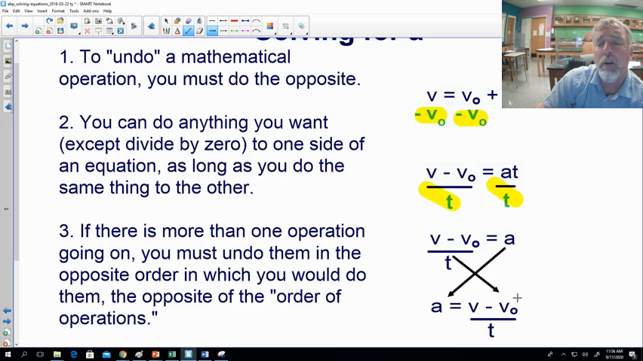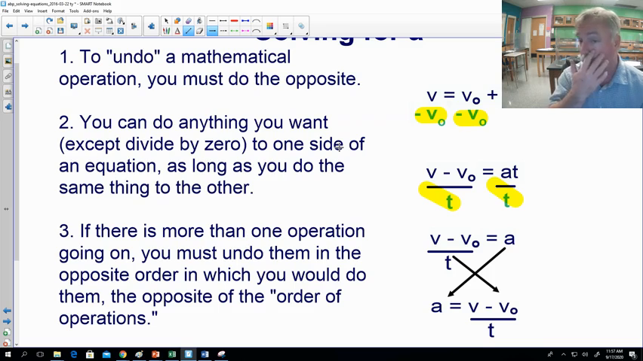So this one was a little more complicated only because we had two operations going on here with regards to the A. It was being multiplied by t, and it had a V0 added into it. So the part I want you to remember here is just how do we figure out what the order is? We have to remember what the order for PEMDAS is, P-E-M-D-A-S, parentheses, exponents, multiplication, division, addition, subtraction. And we got to do it backwards. We got to flip that order around.